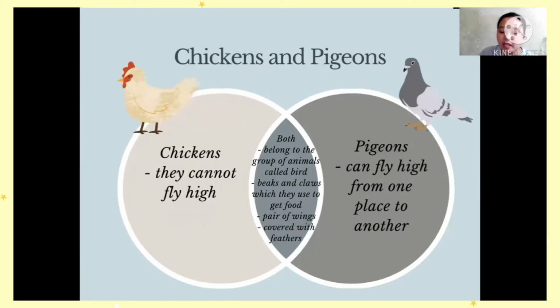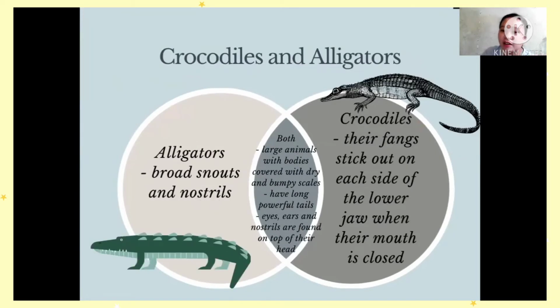Now, let's proceed with our chickens and pigeons. The chickens, they cannot fly high, while the pigeons, they can fly high from one place to another. Both of them belong to the group of animals called birds. They both have beaks and claws, which they use for getting food. Also, both of them have a pair of wings, and they are covered with feathers.